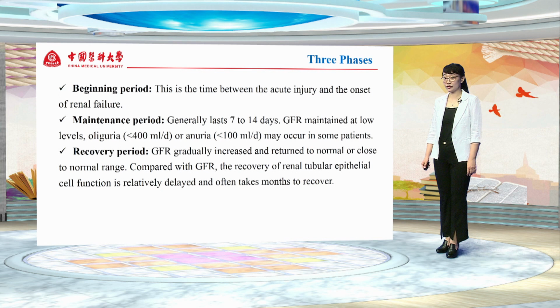Glomerular filtration rate is maintained at low levels. Oliguria or anuria may occur in some patients. Finally, we come to the recovery period. Glomerular filtration rate gradually increases and returns to normal or close to normal range. Patients with oliguria begin to have increased urine volume, then polyuria appears, and then gradually return to normal.